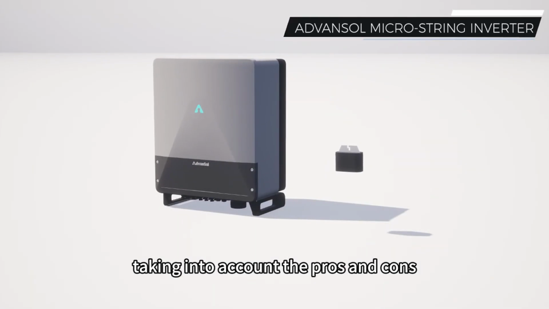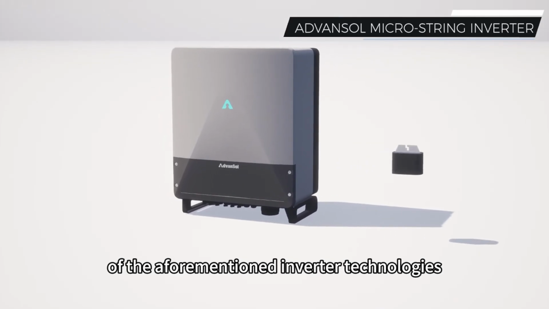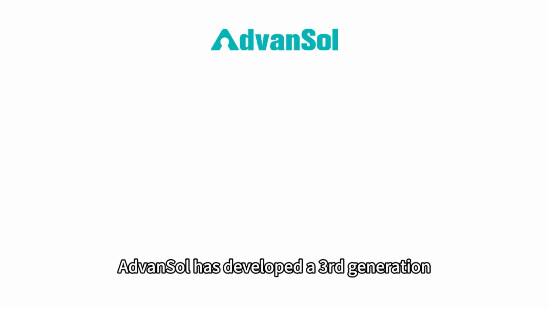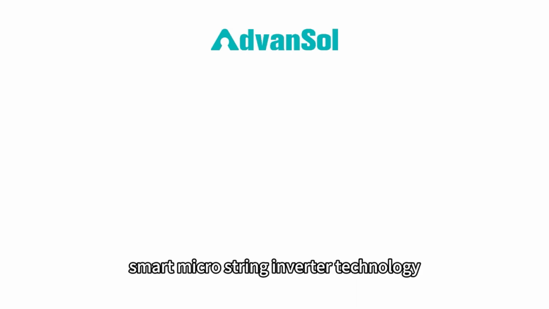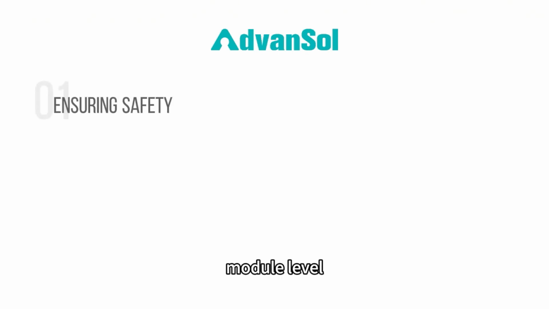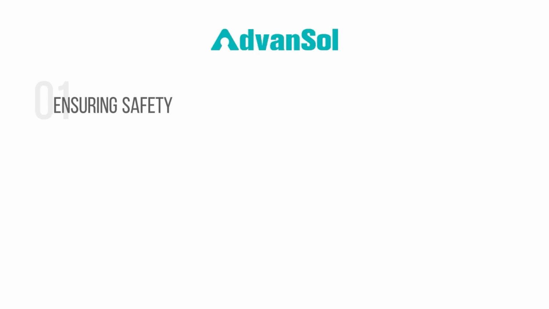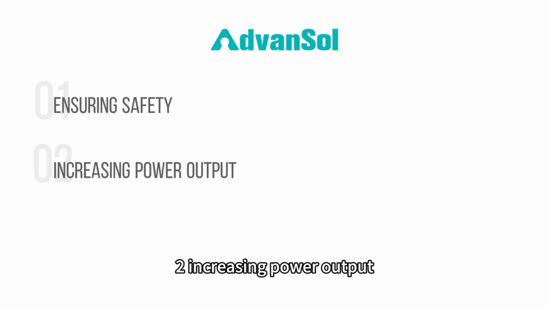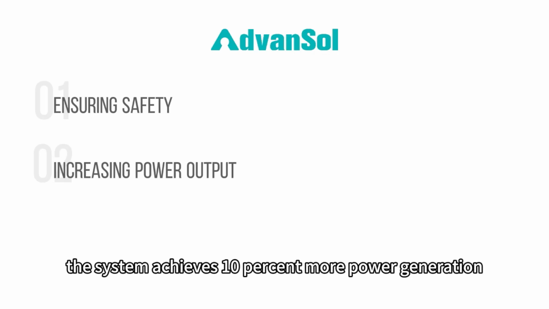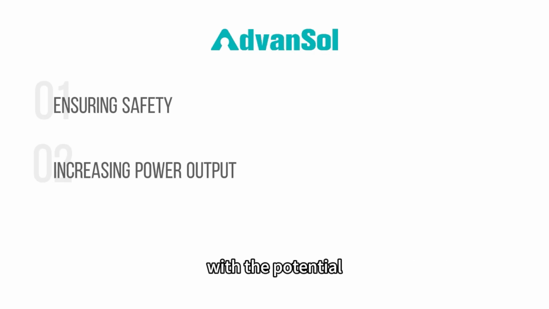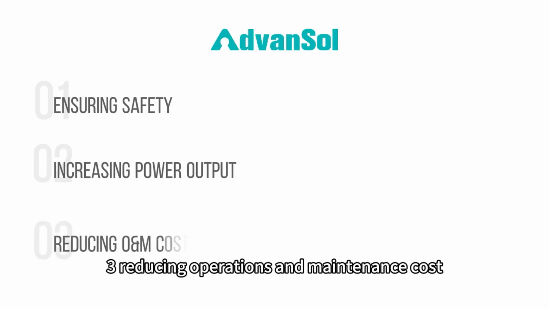Taking into account the pros and cons of the aforementioned inverter technologies, AdvanSol has developed a third-generation smart micro-string inverter technology based on the following criteria. 1. Ensuring safety. Module-level rapid shutdown to prevent extreme solar accidents. 2. Increasing power output. The system achieves 10% more power generation, with the potential for over 30% increase in some extreme conditions.